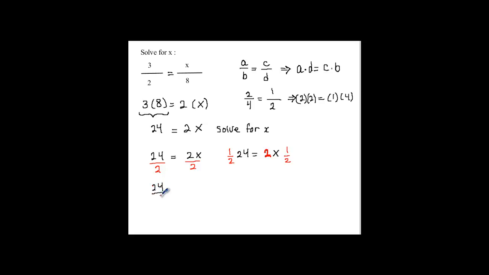So it would be 24 over 2, which is equal to x. Or here would be also 1/2 times 24 over 1, which is equal to x. So x would be equal to, of course, 12, as you guessed. So this is how you can solve for x in a proportion.